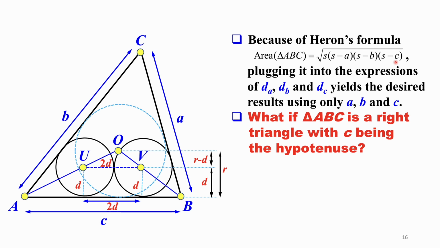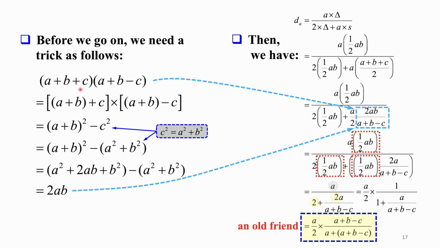Let's verify something. What if triangle ABC is a right triangle with side C being the hypotenuse? In other words, angle C is 90 degrees. So before we go on, let's refresh a trick you probably have learned and used so many times. A plus B plus C times A plus B minus C. We could group A plus B together. In this way, we have x plus y times x minus y. We have x squared minus y squared.